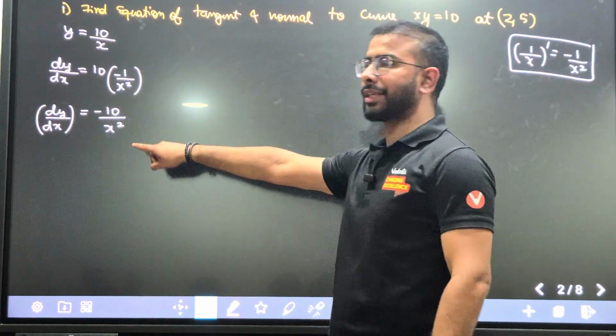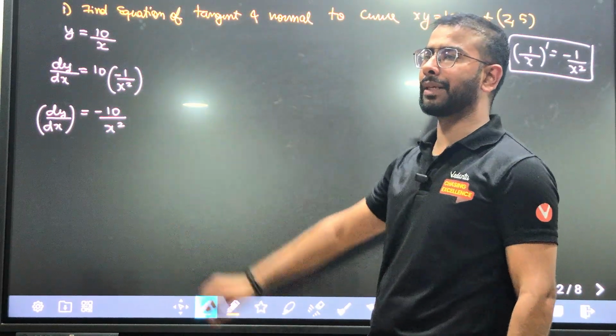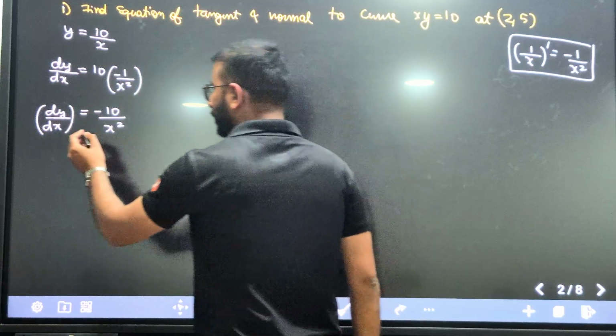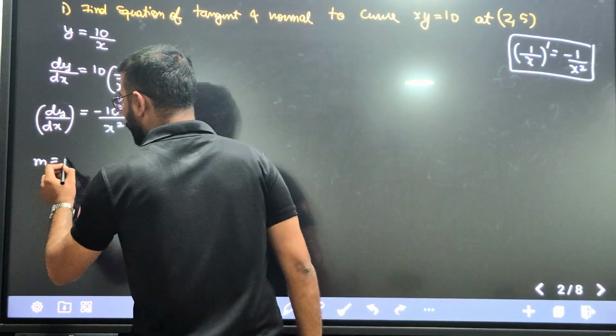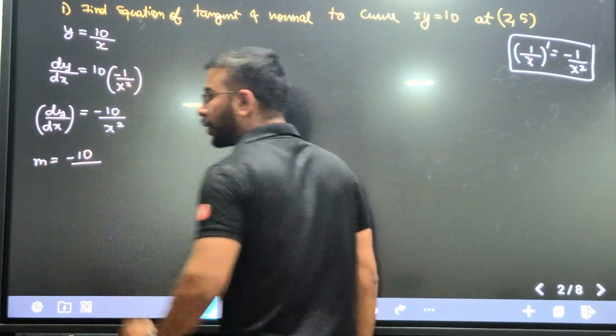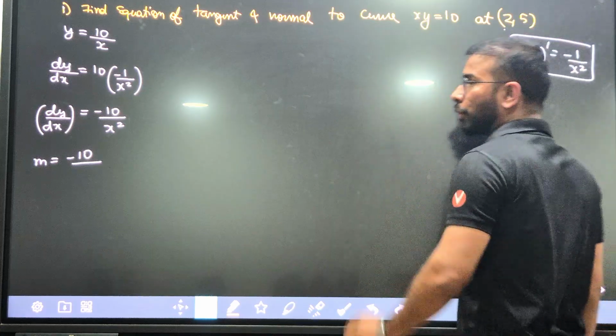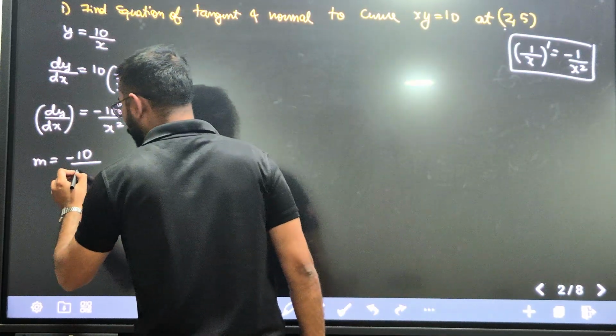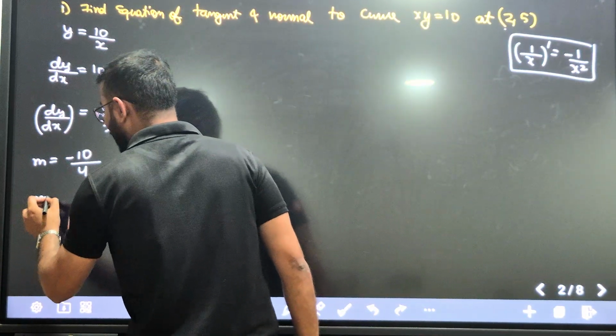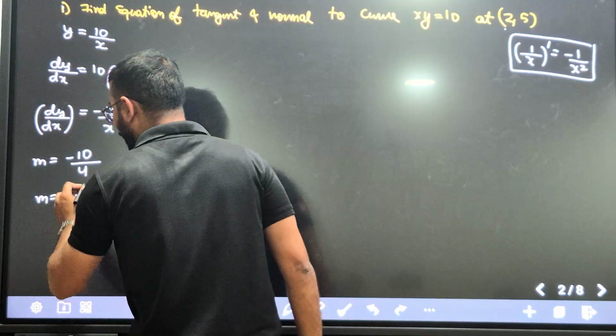Now it's very important, when you substitute the given point, whatever is given in the question or you need to find, you will get the m. m is nothing but the slope of tangent. So m is equal to minus 10 upon x squared. What is x given in the question? 2. So we'll substitute 2. So 2 square would be 4. So m is coming out to be minus 5 by 2.